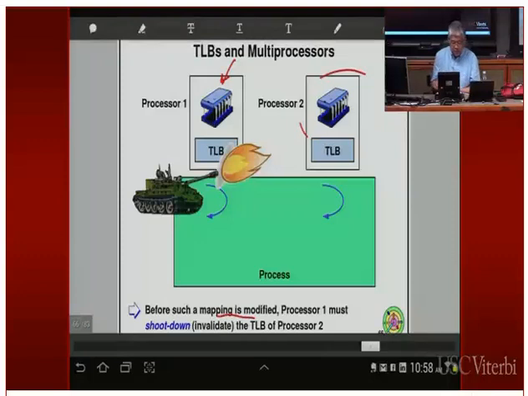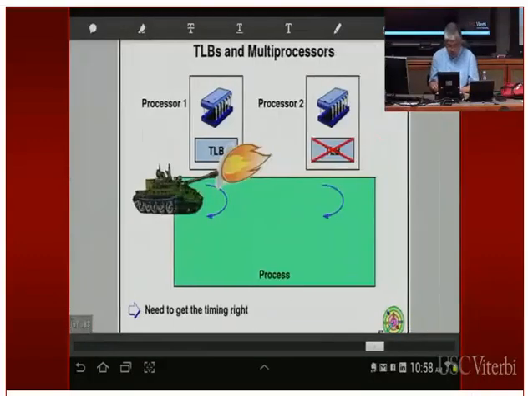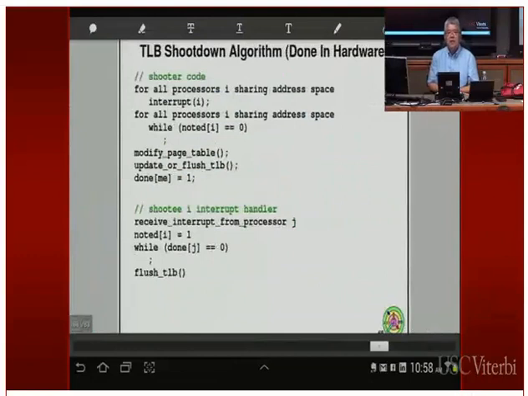Okay, so therefore you have to do this right. You need to get the timing right. So what does that mean, to get the timing right? You want to make sure that the other processors are not actively using address translation. Because if they are actually doing address translation and you want to modify a page table entry, well, then that's really not good. So you want to make sure that all the other processors have to stop whatever they're doing. So basically it's like locking, right?